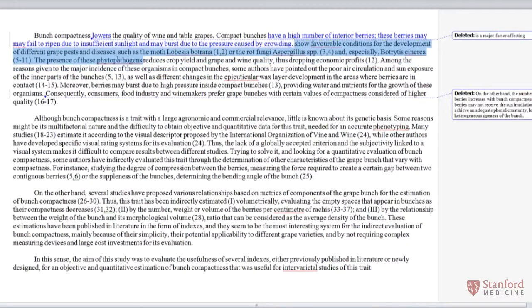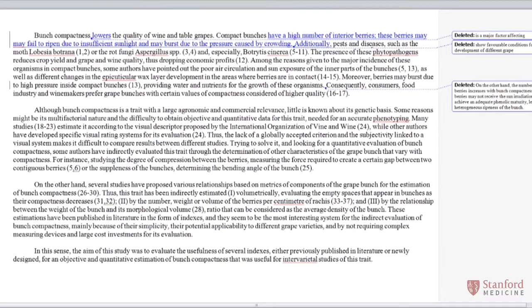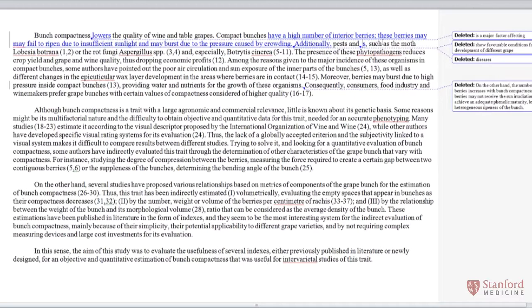So additionally, pests and diseases. I changed diseases to molds. Again, I'd have to check with the author that I'm being accurate here, but I think that the diseases that are not pests, like bugs, that the author is giving examples of, I think those are molds. Again, we don't want to verify the accuracy of that. Here's a great place to set off some examples with nice dashes.